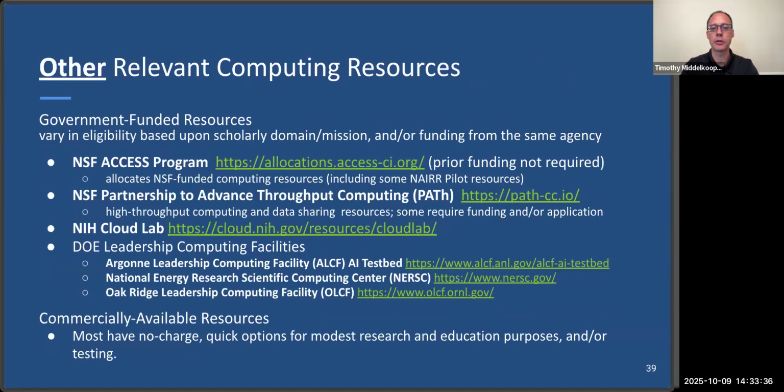Here are some other resources that you can use for testing. Most have a no-cost startup or exploratory type allocation. Please note that the allocation process varies from the complex to a simple account approval. Some government-funded resources may require prior funding. Most commercially available resources, including many available via the NAIRR Pilot, have no charge, quick access options for modest research and education purposes, which can be used for scale testing prior to submission of a NAIRR Pilot research allocation.